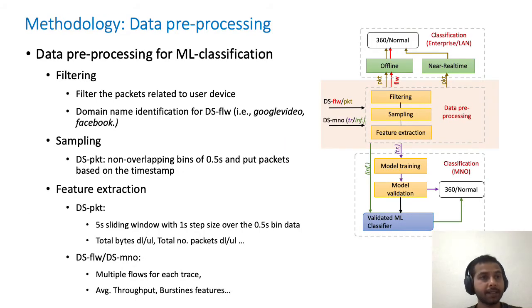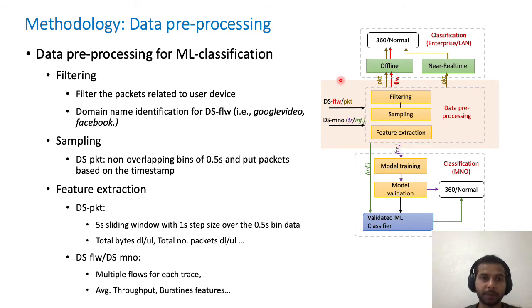Next step of the 360NorVic methodology is data preprocessing. In this step, we preprocess the data in order to extract the features to support the machine learning classification. As you can see in this diagram, there are mainly 3 components in the data preprocessing step: filtering, sampling, and feature extraction.